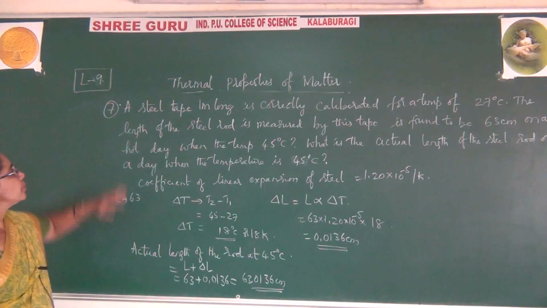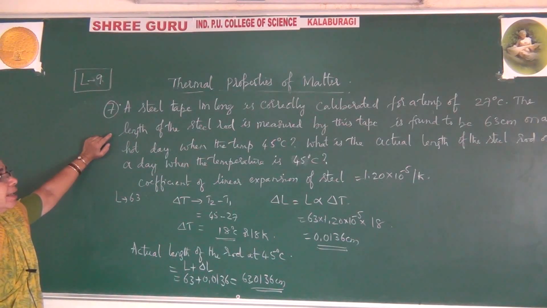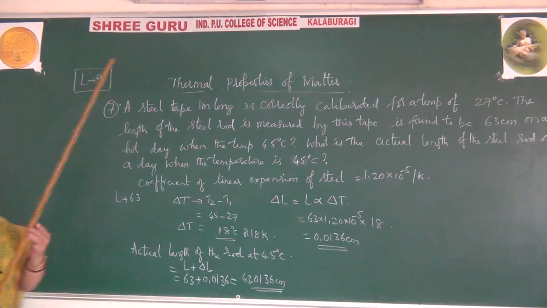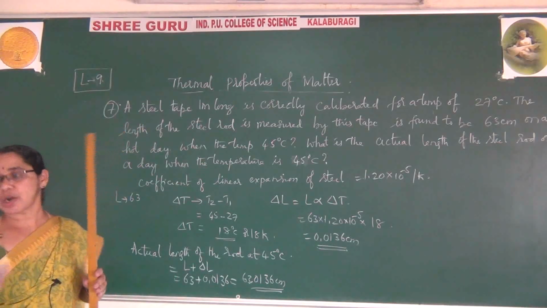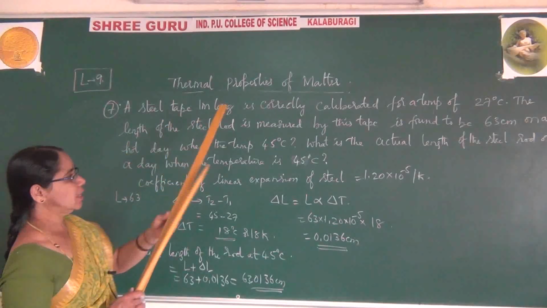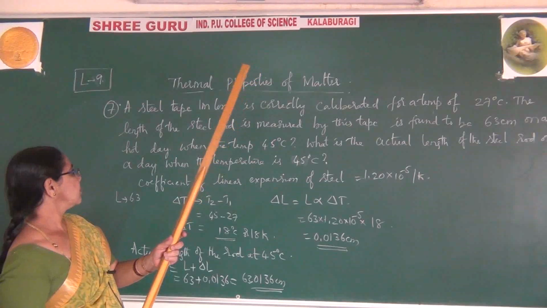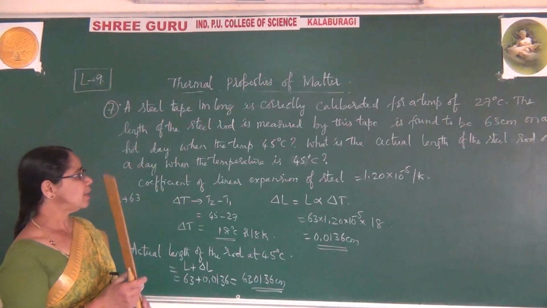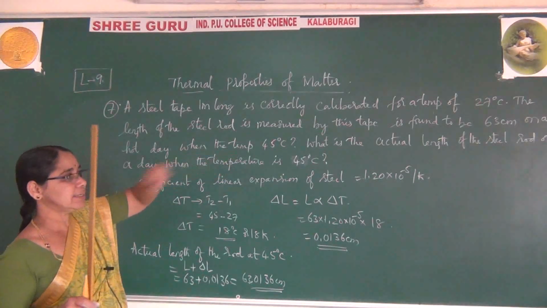So please observe. First step, a steel tape is given at 27 degrees centigrade, which is 1 meter long steel tape. This is the steel tape you have. Now the length of a steel rod is measured. We have a rod which is made up of steel. That rod is measured on this, and it was found to be 63 centimeter on a hot day. On the hot day, at 45 degrees centigrade, the measured length was 63 centimeter.